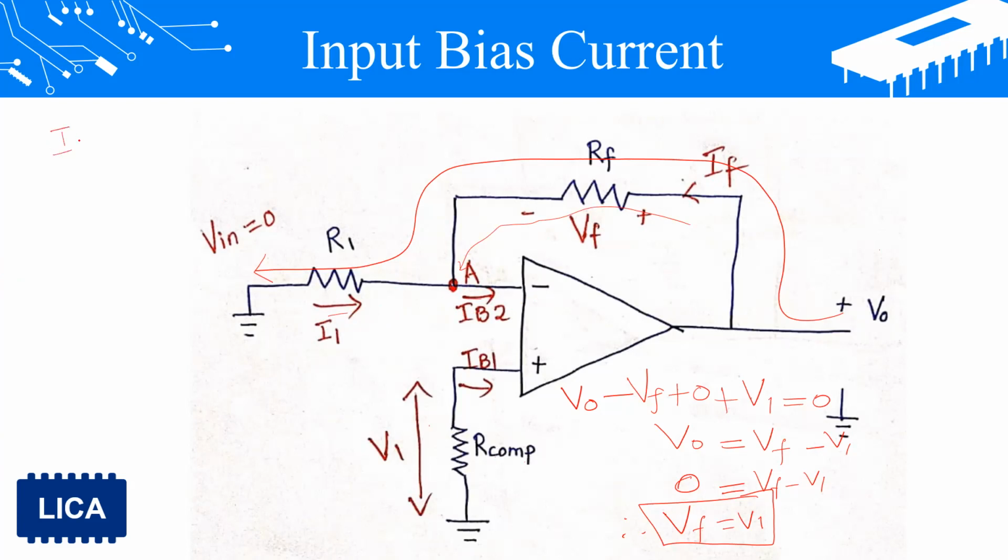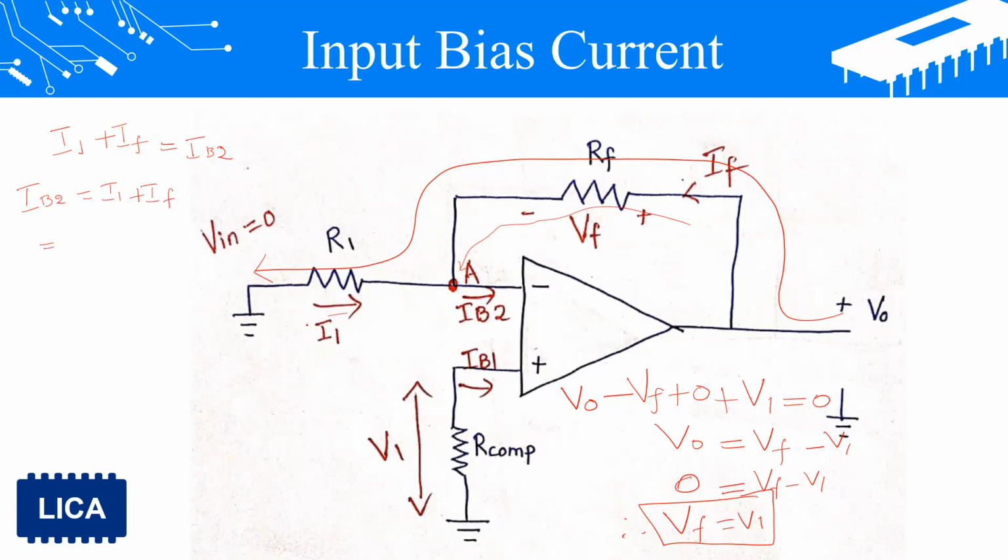Okay, I1 plus IF, both the currents coming towards this node, is equal to the outgoing current, IB2. Yes, we can arrange the equation in this order: I1 plus IF. Okay, now what does I1 mean?